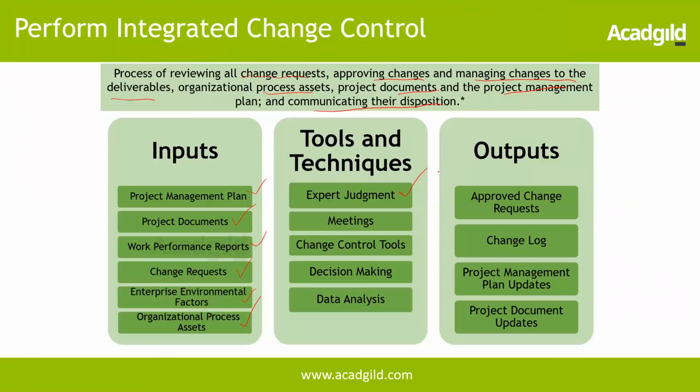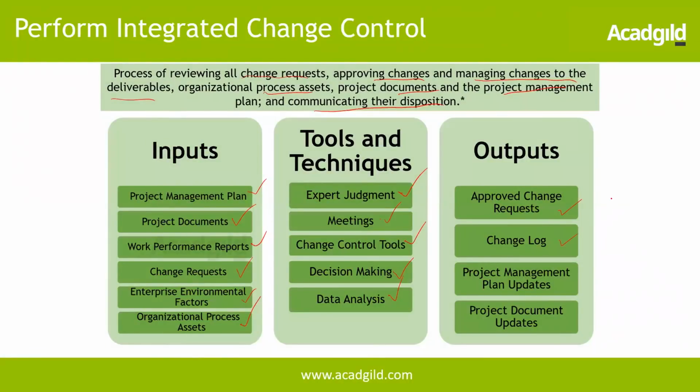Tools and techniques: expert judgment, meetings, change control tools, configuration management tools, decision making and data analysis. Some of the analysis that we have earlier seen in Monitoring and Controlling, the same thing applies here as well. And the outputs are going to be approved change requests. That's a key output, because the purpose of Perform Integrated Change Control is handling all the changes, taking all the changes and analyzing them to see whether they need to be approved or rejected. And the change log, where all the changes are logged, and of course project management plan and project document updates.